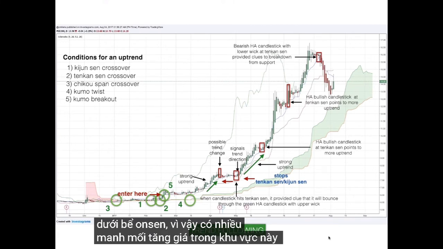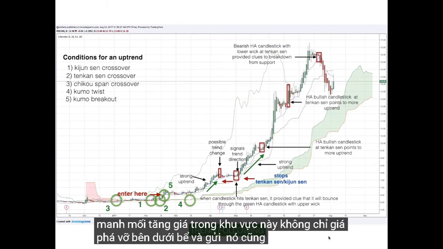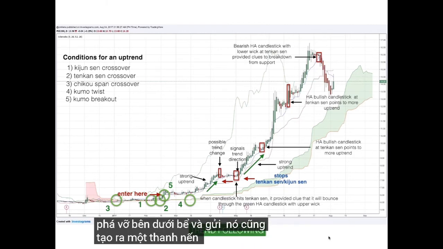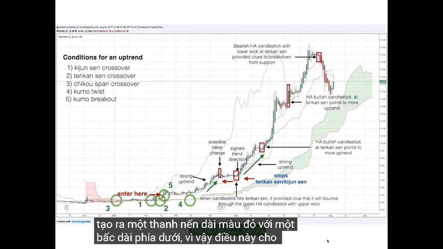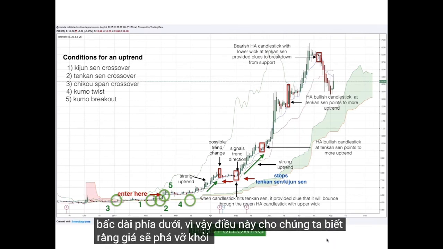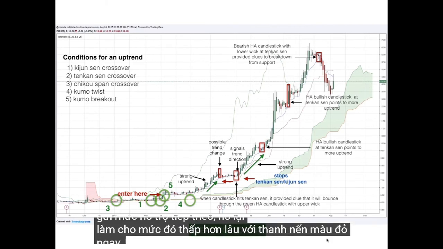in this area. Not only did price break below the Tenkan-sen, it also made a long red candlestick with a long lower wick. So this provided us with a clue that price will break down from support. And when price met with the Kijun-sen, the next support level, it again made that long lower wick with the red candlestick.